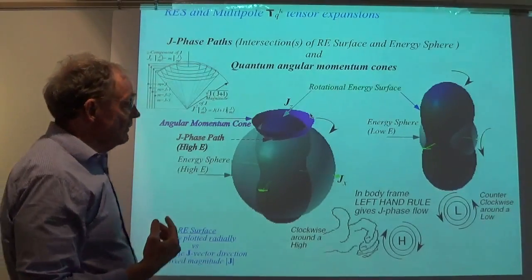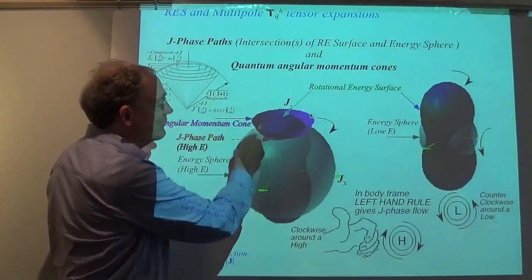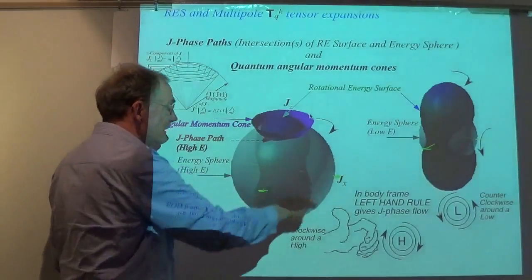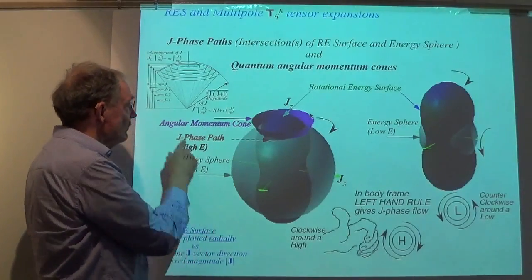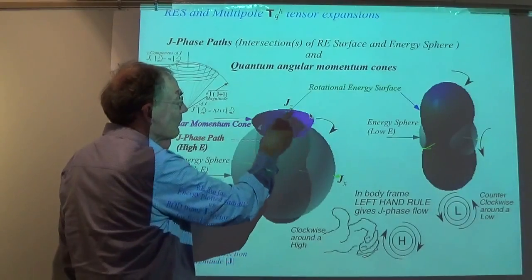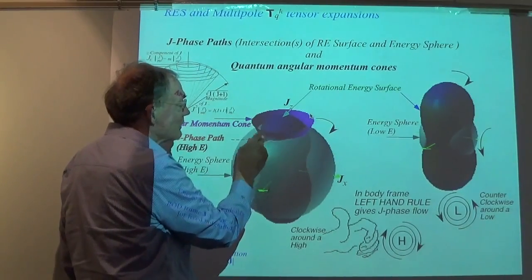That's called precession. And rotational energy surfaces tell where those classical paths would be simply by intersecting a constant energy sphere with the surface. So each time we do that, there will be an angular momentum cone that's the closest angular momentum cone to a particular trajectory.